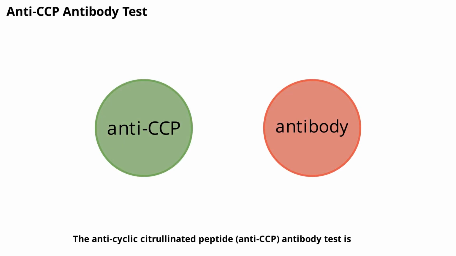Anti-cyclic citrullinated peptide, or anti-CCP, antibody test is another blood test used to help diagnose rheumatoid arthritis. Like the rheumatoid factor test, a negative result supports osteoarthritis, while a positive result suggests another type of arthritis. These tests help doctors narrow down the diagnosis.